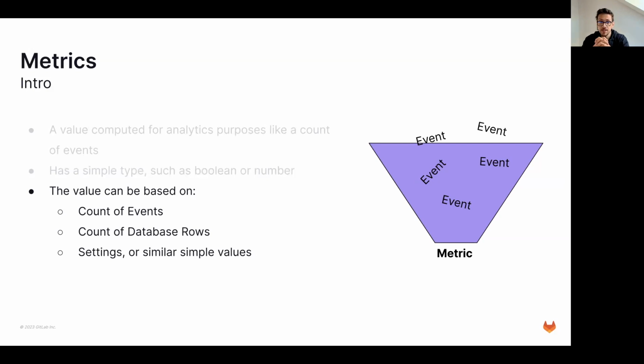It can also be something like a setting. So in case of a setting, you can think of it like, for example, whether Prometheus is enabled on an instance or not. That's something that you can also record as part of a metric.